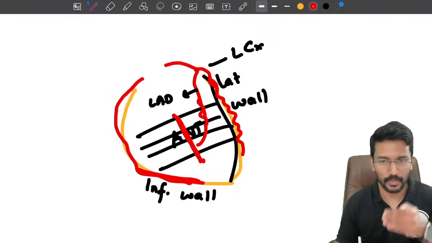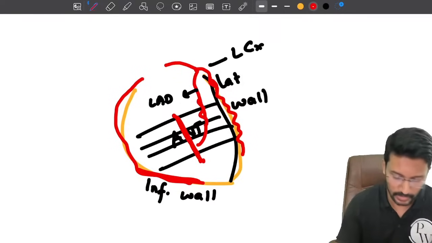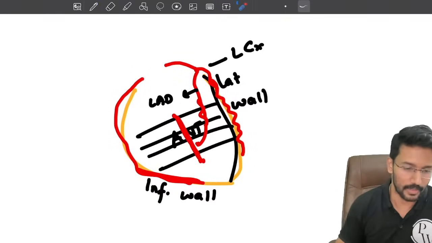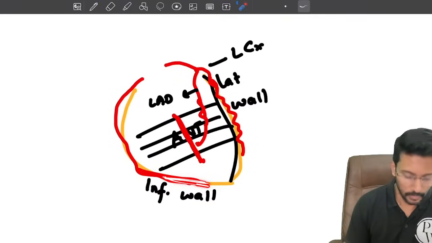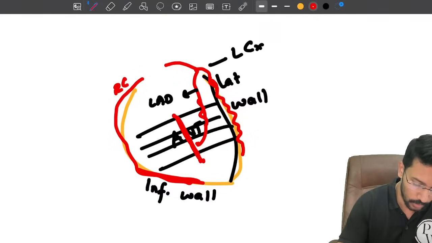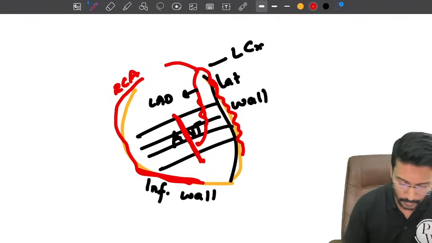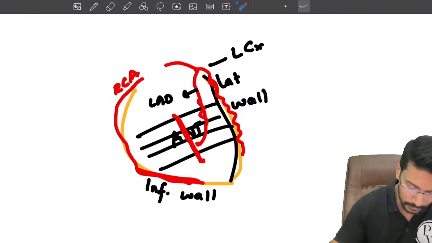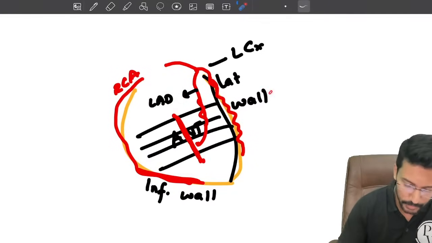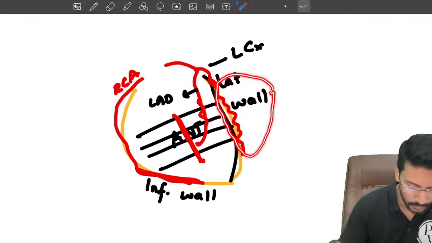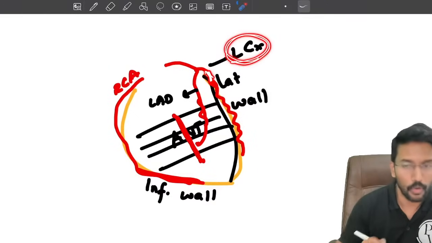Behind the anterior wall, between the two ventricles, is the interventricular septum, that is also supplied by LAD. So if you have an MI involving the inferior wall, most likely the right coronary artery will be occluded. If you have an MI involving the anterior wall or the interventricular septum, most likely the left anterior descending artery will be occluded. When you have an MI of the lateral wall, most likely the left circumflex artery will be occluded.